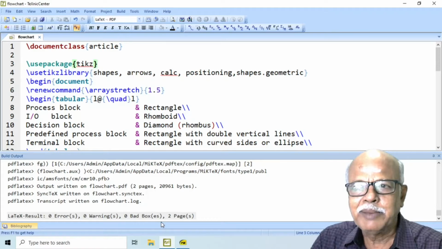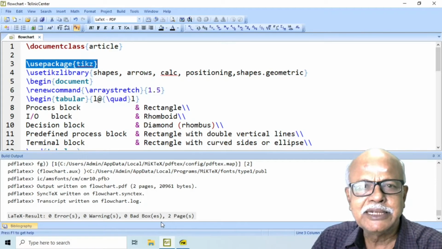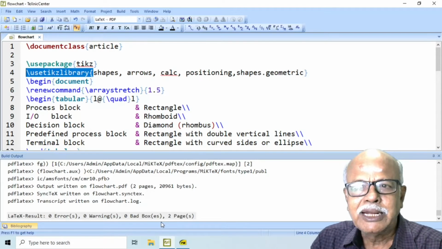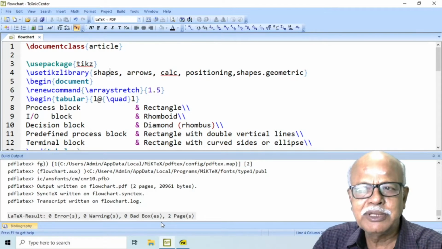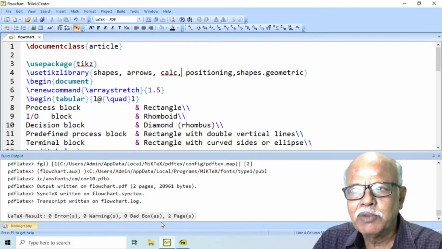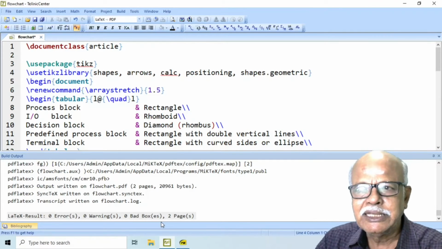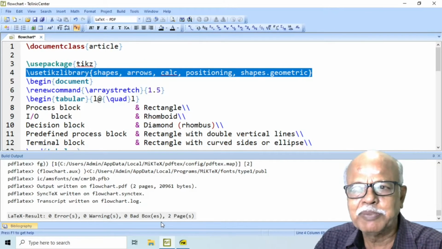Here I am using the package TikZ, and I am also using TikZ libraries: shapes, arrows, calc, positioning, and the last one, it is not shapes, it is shapes.geometric. I am using these libraries for this purpose.